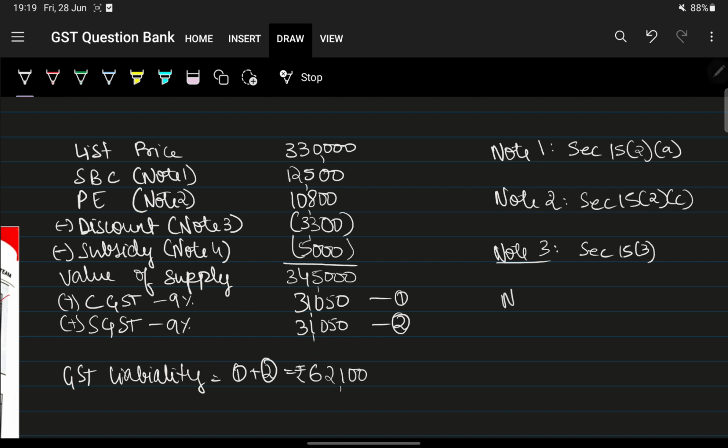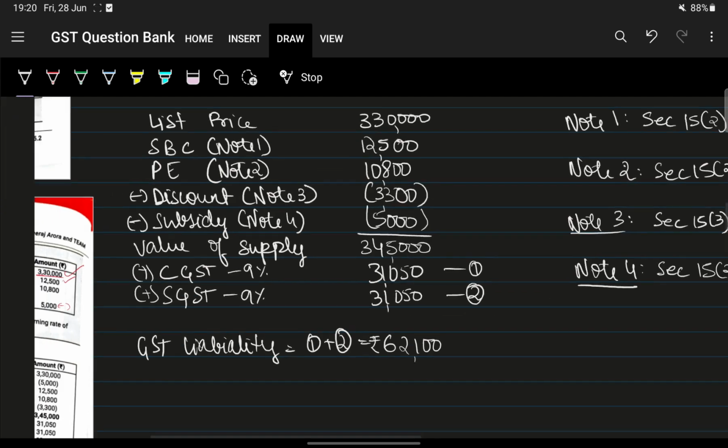Okay, next we'll come to note number 4. Note 4 talks about subsidy, which is given in section 15 subsection 2 clause E. So what did it say? Any government price linked subsidy. Okay, so it must be price linked. Non price linked you cannot subtract from the value of supply. Any subsidy that is given by the government and is price linked can be excluded from, or subtracted from, the value of supply. Okay, cool.